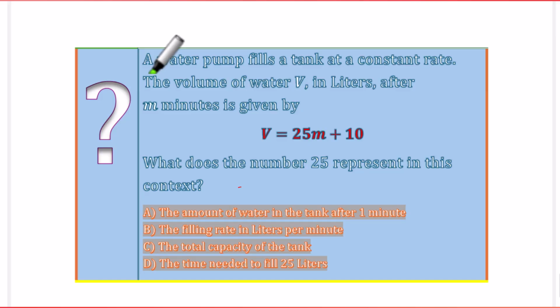Based on the above one, answer and write your answer in the comment section for this question. There is a volume given, 25m plus 10. V is volume and m is minutes, and there is 10. So what does the number 25 represent in this formula? Choose the one from this and write your answer in the comment section.